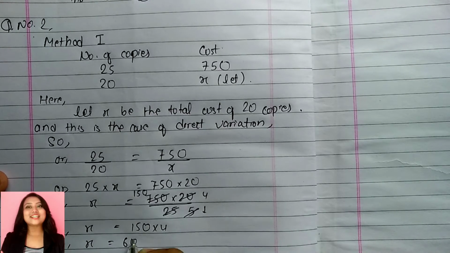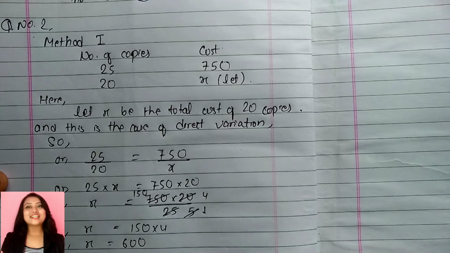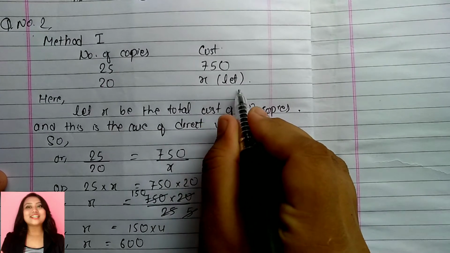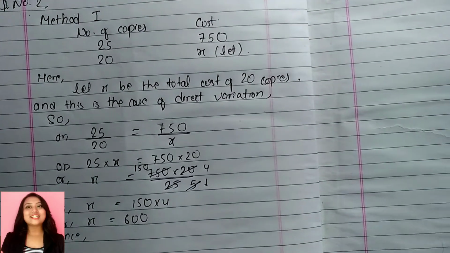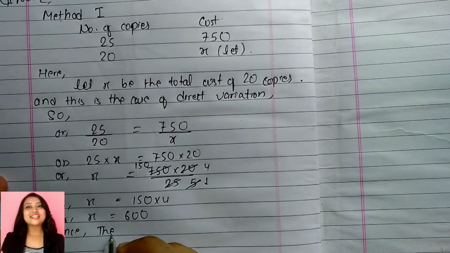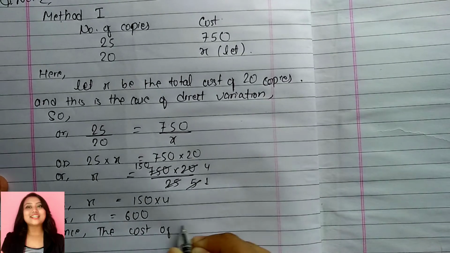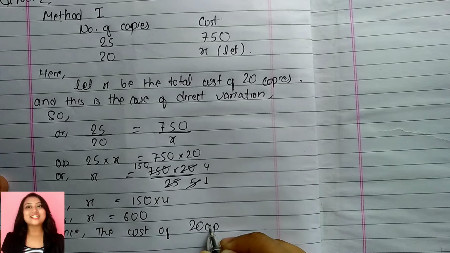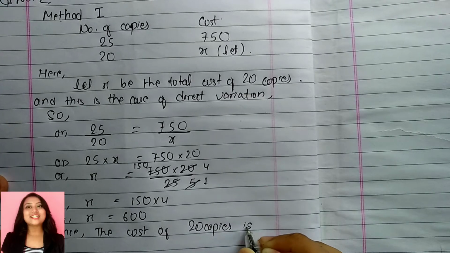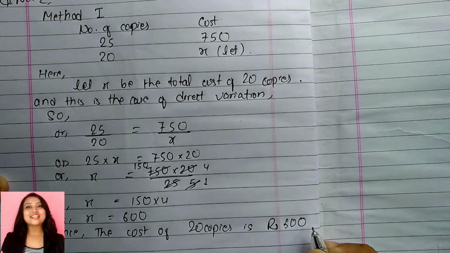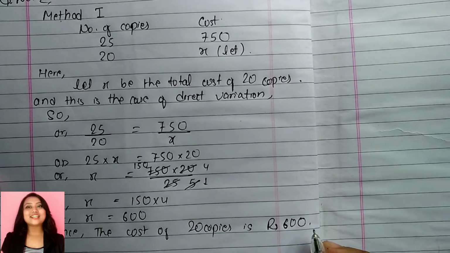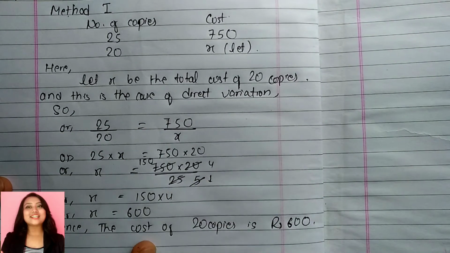150 into 4 is equal to 600. Hence, since we have supposed the cost is x, now we'll be writing: hence the cost of 20 copies is rupees 600. So we will be writing the conclusion and everything will be perfect like this. Okay, you have to do it in a similar manner. This is method 1.